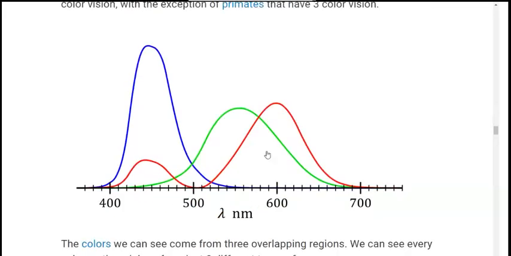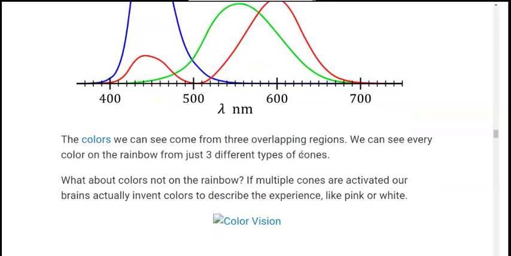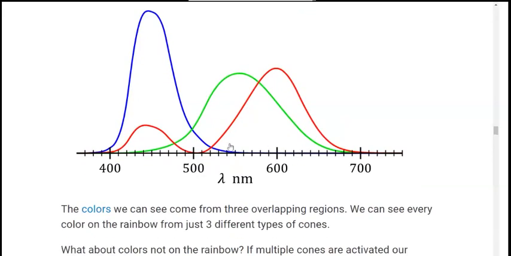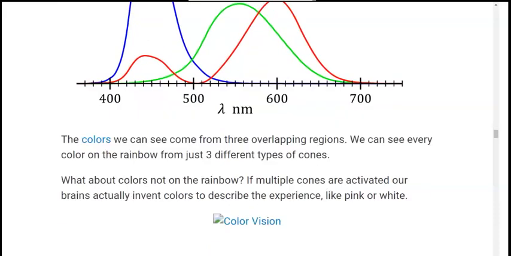You see here, these 3 colors are primary colors: blue, green and red. And with the help of these 3 colors, we can have various other colors. Now, the colors we can see come from 3 overlapping regions. These 3 colors overlap together and generate almost all colors towards which our eyes are very sensitive and able to detect. We can see every color on the rainbow from just 3 different types of cones that we have in our eyes.